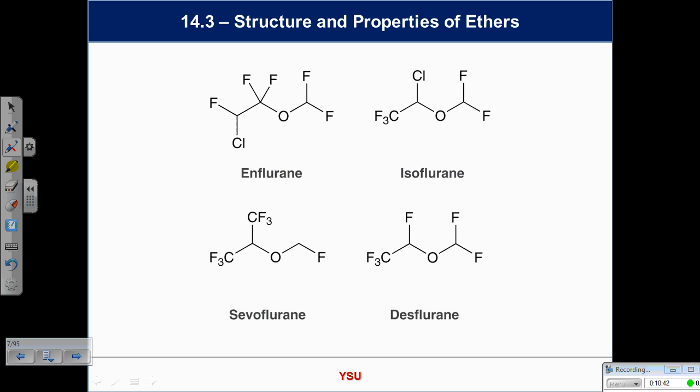Here are examples of anesthetics. Okay, people putting you asleep before a surgery. You can see here the ether compound. Okay, polyfluorinated. I don't know who sells these things or what, but isoflurane, enflurane, sevoflurane, desflurane. They're all very similar compounds.